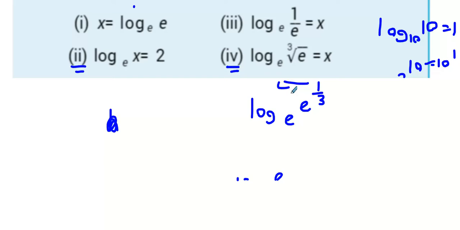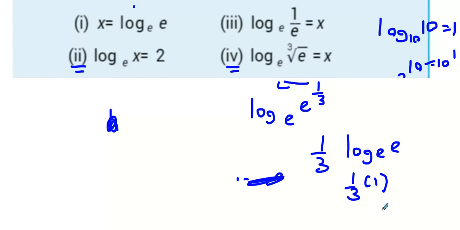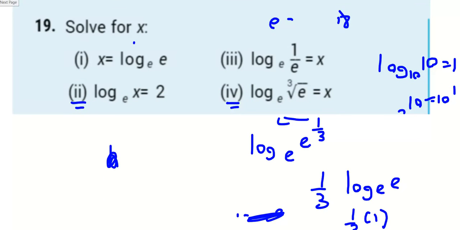Now, bring the third to the front. What happens when you bring the third to the front? And what's log e base e? 1. So the answer is a third, or 0.3333. All right. You're going to go over all this again later on, I think.